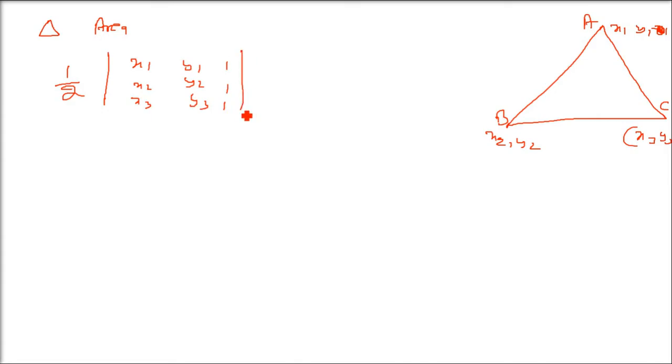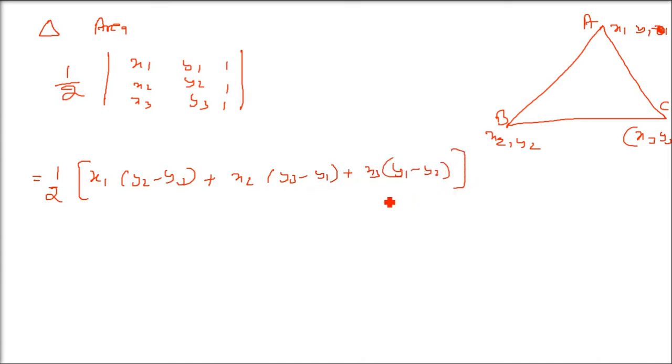So x1, x2, x3, y1, y2, y3, 1, 1, 1. If you are not aware of determinants, let me write the formula directly. So half, you start with x1. Then you take y2 minus y3 here. Then you have x2, then you take y3 minus y1. When you take x3, you take y1 minus y2. So this is the formula for the area of a triangle. Now if you take anti-clockwise, that is, if you take B, C and then A, the area will be positive. And if you take B, A and then C, that is the clockwise direction, the area is going to be negative.